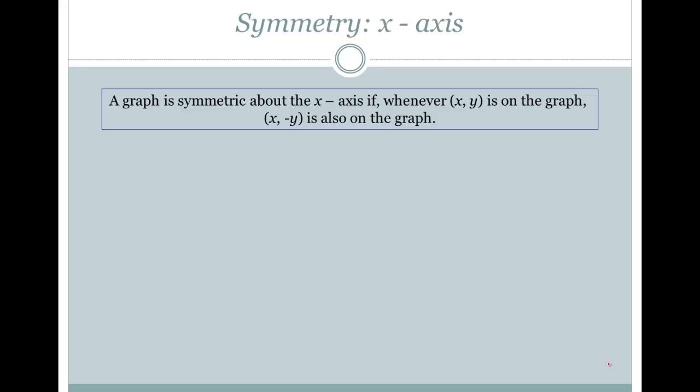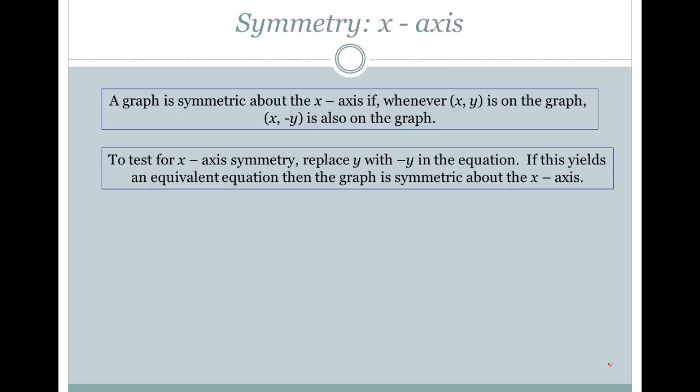Let's talk about symmetry. We're going to talk about three types of symmetry. First we're going to talk about x-axis symmetry. The graph is symmetric about the x-axis if the point (x, y) is on the graph, then (x, negative y) is also on the graph. Okay, so the key here is if I have this point on the graph, then this one is also on the graph. Okay, we're going to talk about testing it, and then I'm going to show you some examples. I'll show you an example here.